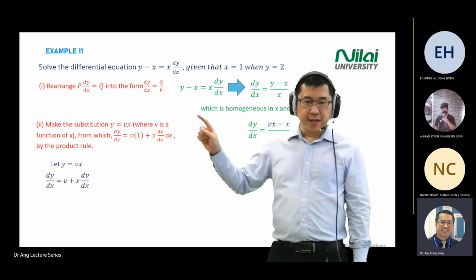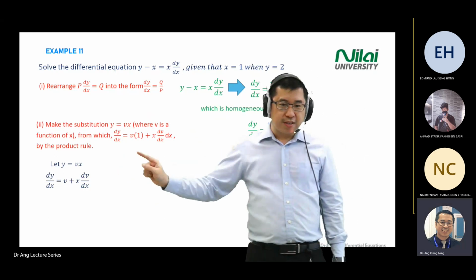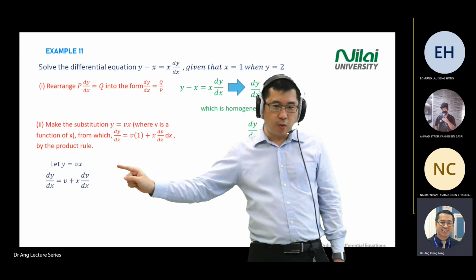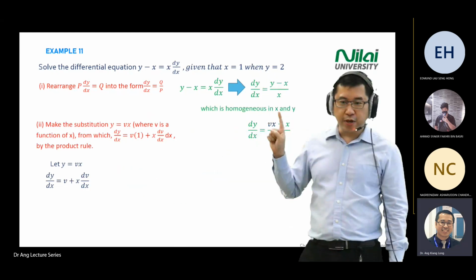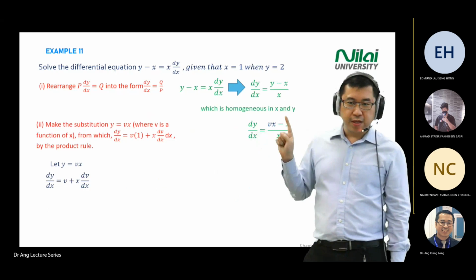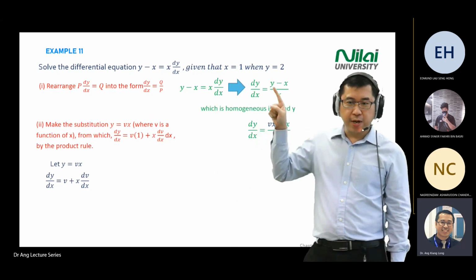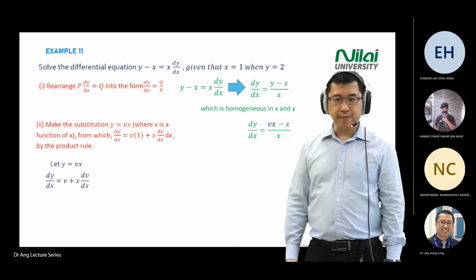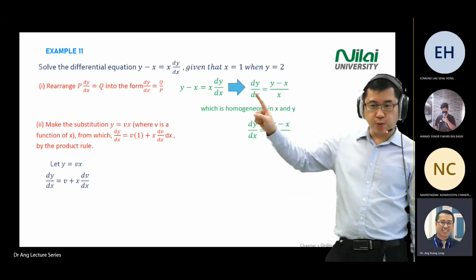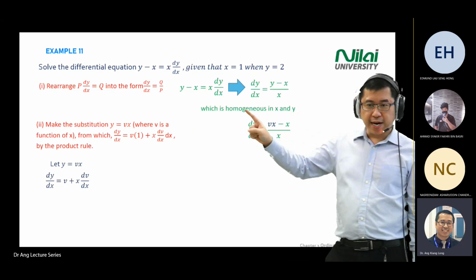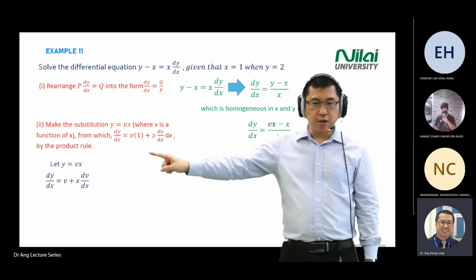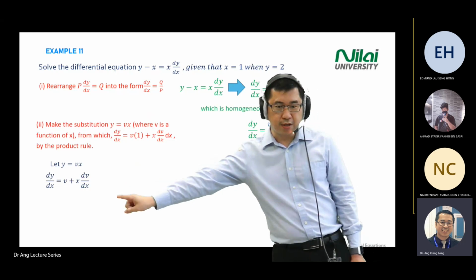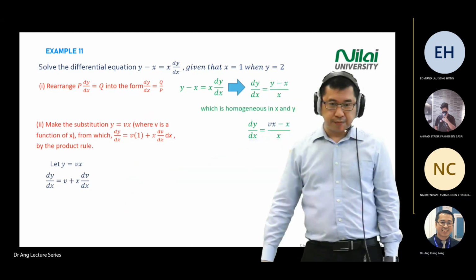Then you substitute your y value, y equals vx, in your equation. Because you have a y there, you substitute it with vx. After you check homogeneous, you continue with this standard step; you just copy it into your answer. If you write this, you get 1 mark here.